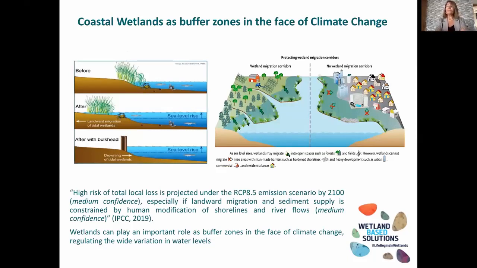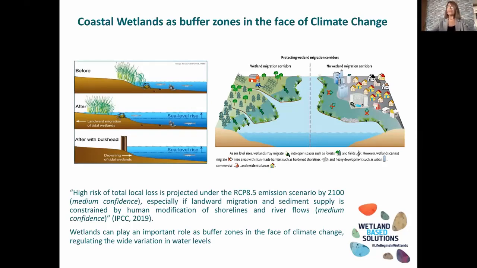Alors, les zones humides, si elles sont préservées et en bonne santé, peuvent jouer un rôle important en tant que zone tampon face au changement climatique en régulant la grande variation des niveaux d'eau. Mais cela, si on leur laisse la place, si on les restaure, si on les préserve et qu'on laisse des corridors pour que les zones humides puissent migrer vers l'intérieur avec l'élévation du niveau de la mer.